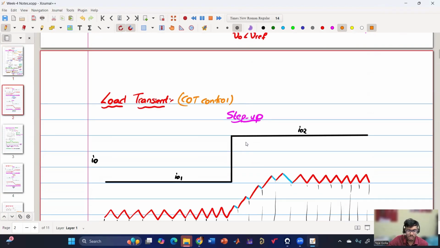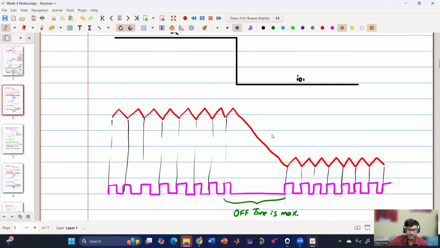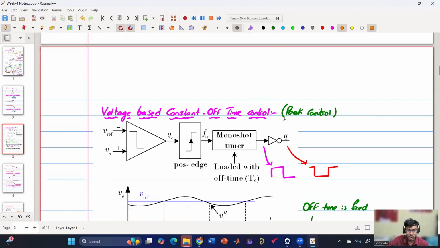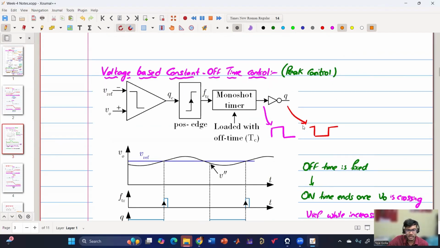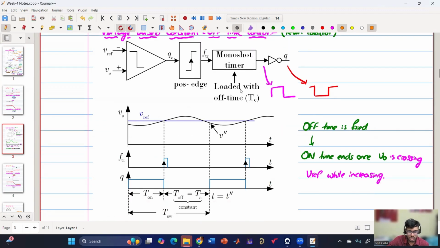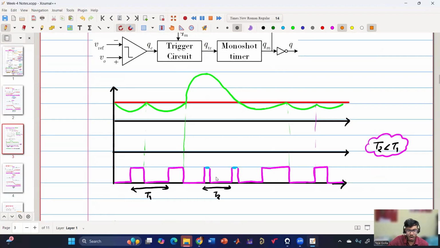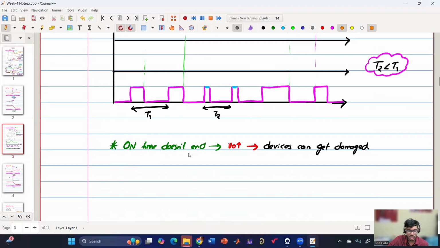And then we have also seen that COFT control will suffer from the step up response, whereas it has superior step down response. Then we have moved to constant off time control, also a peak control, whereas constant on time is valley control. And we have seen that the working is just the opposite of constant on time control. In constant on time control, we needed minimum off time, and here we need minimum on time. And then we have seen how the minimum on time works and why it is needed. And we have seen that without that, the V naught will increase and the devices can get damaged. So this type of minimum off time and minimum on time protection is needed so that the converter will come back to the steady state.